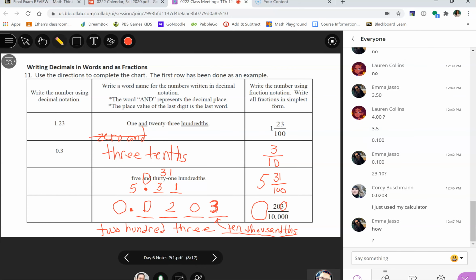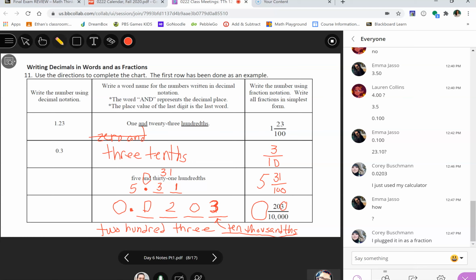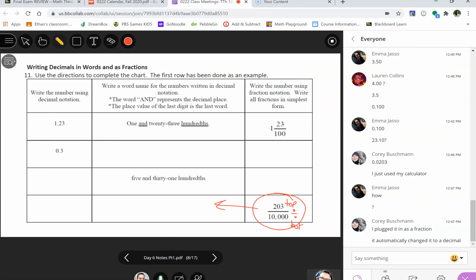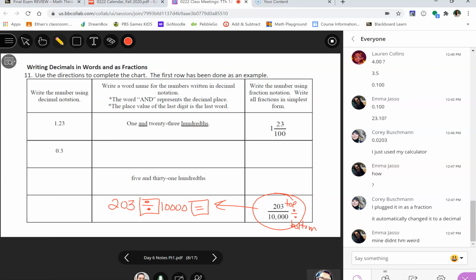Yeah, Corey, how did you do your calculator? I think I know what you did, but I'm just curious, how did you do it? You plugged it in as a fraction and changed it to a decimal? That's totally right. You could also do this. I didn't even think about it. Remember, fractions are division, top number divided by bottom number. So if you do 203, hit your division button, and then type in 10,000 and hit your equal button, it'll change it to the decimal number.